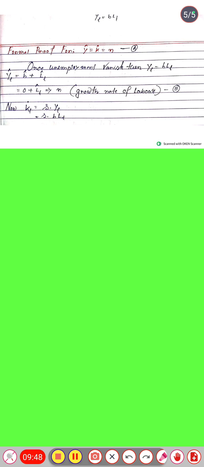So this is a formal proof. We will elaborate further. That is, Y hat, output, is equal to capital, is equal to the growth rate of population, and the other part will be discussed in the next lecture.